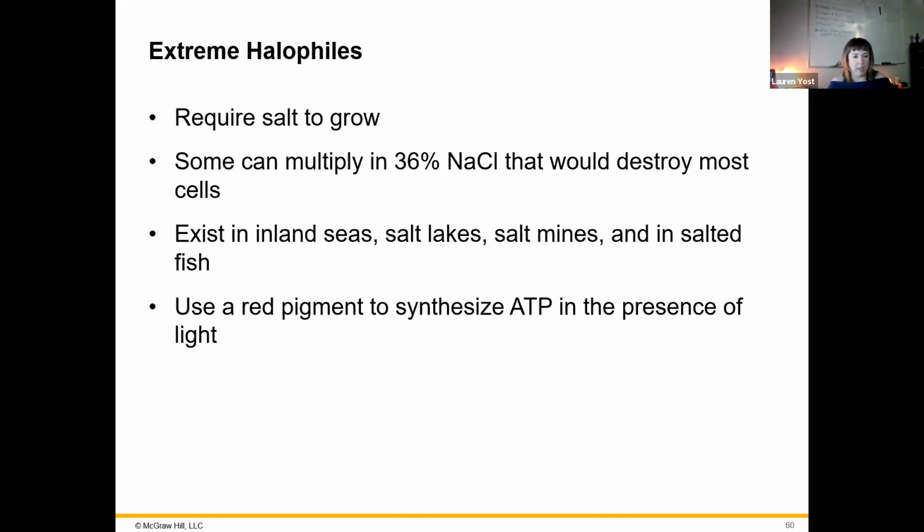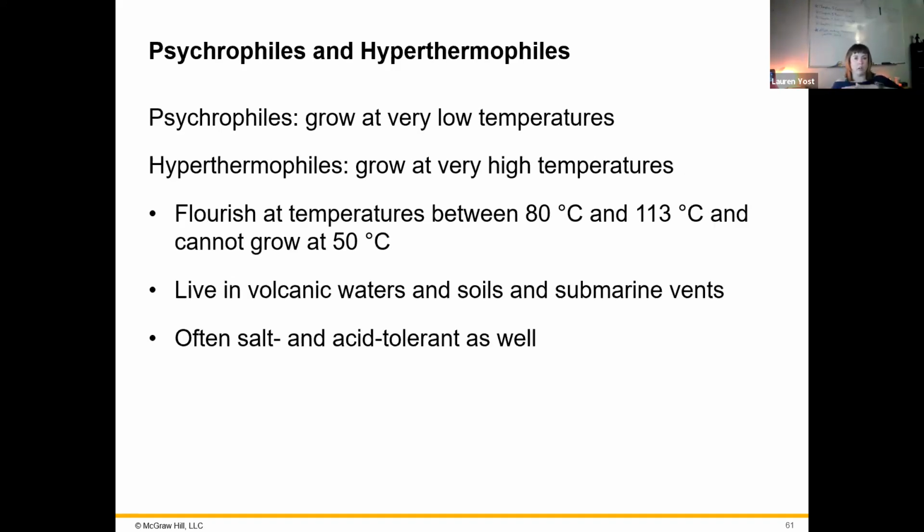So they use a red pigment to synthesize energy in the presence of light. So you can see large swaths of salt pond, lake sort of area where it's all red. That's the archaea. That's exactly what's going on there.